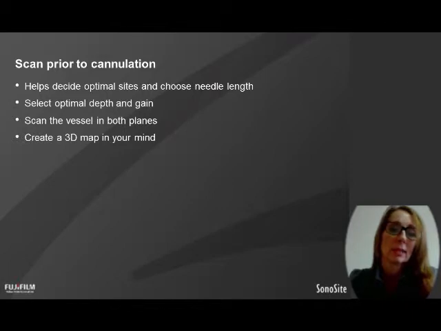Select your optimal depth and gain on the ultrasound. I prefer to set my depths quite shallow. That just makes everything bigger. On mine I can go down to 1.9 centimetres deep as my scanning depth. So that means that my vessel is quite large and the needle tip is nice and large, and any corrections I can make are very easy to adjust.